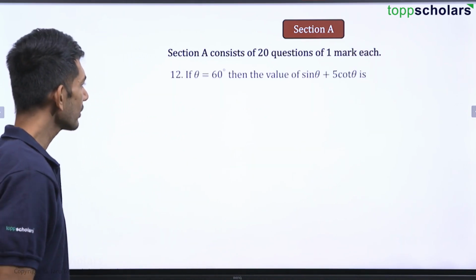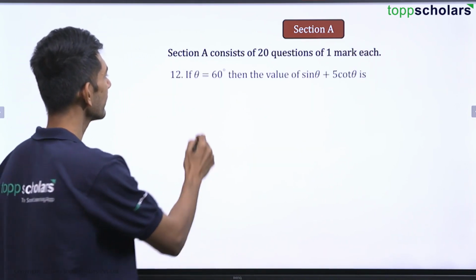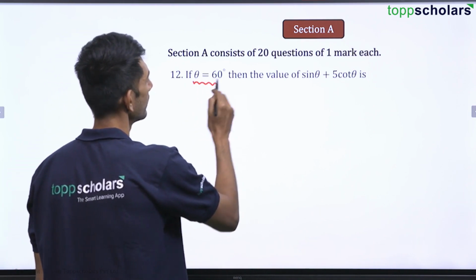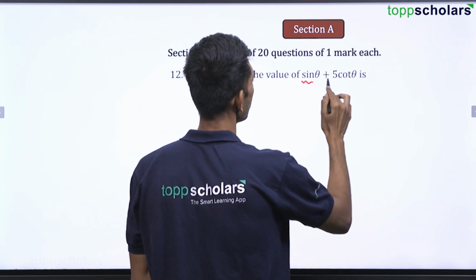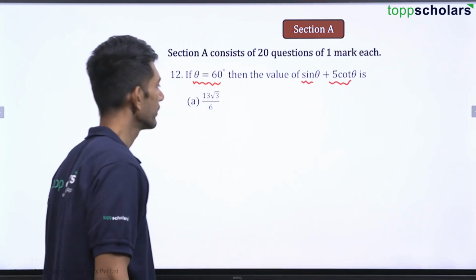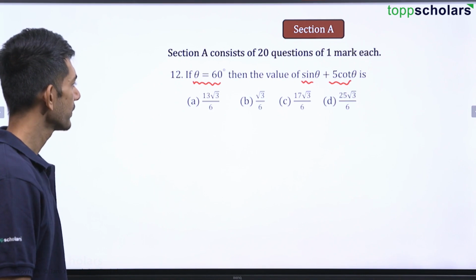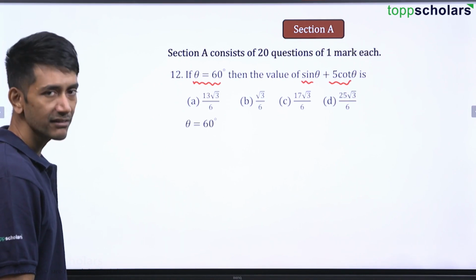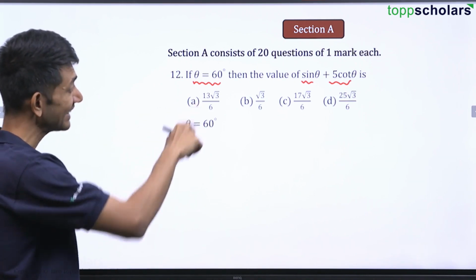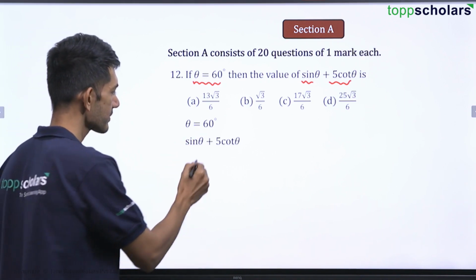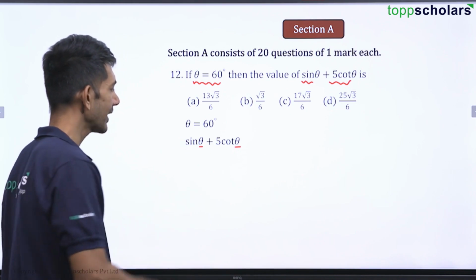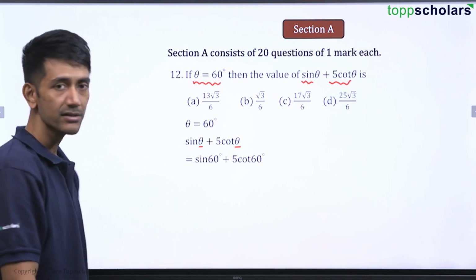Let's have a look at the 12th question. It says if theta is equal to 60 degrees, then the value of sin theta plus 5 cot theta is what? There are 4 options here. Theta is 60 degrees given, sin theta plus 5 cot theta, right? Put theta as 60. So that gives you sin 60 plus 5 cot 60.